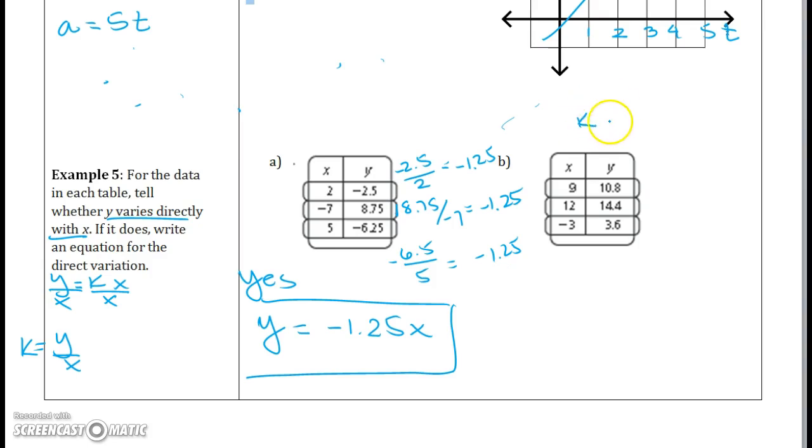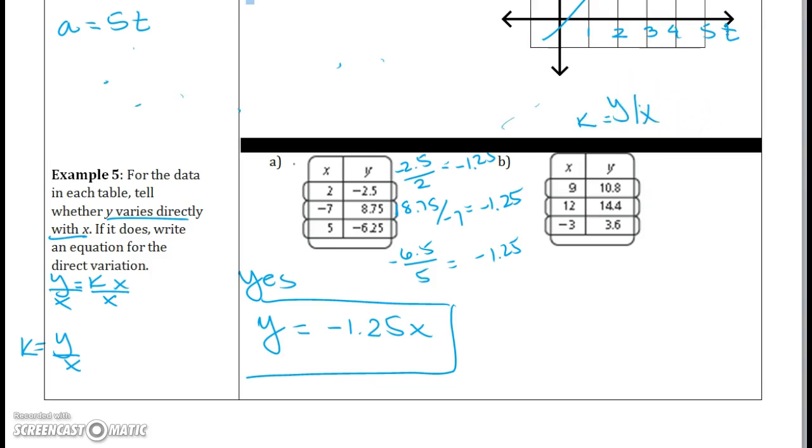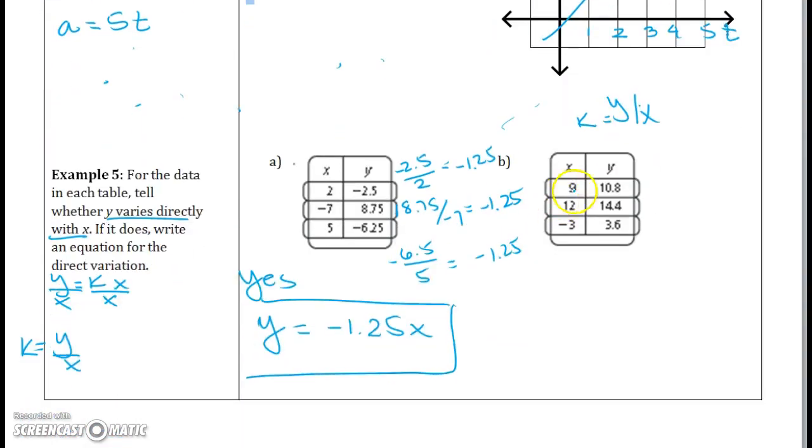Remember, k equals y over x. What's the y for this one? 10.8. What's the x for this one? 9. 10.8 divided by 9 is 1.2. What's the y for the next one? 14.4. What's the x for that? 12. When I divide them, I get 1.2. So far, it's looking good, but I'm also going to check that last one. I have 3.6 divided by negative 3. That is 1.2, but a positive divided by a negative is a negative number. So this is 1.2, 1.2, negative 1.2.